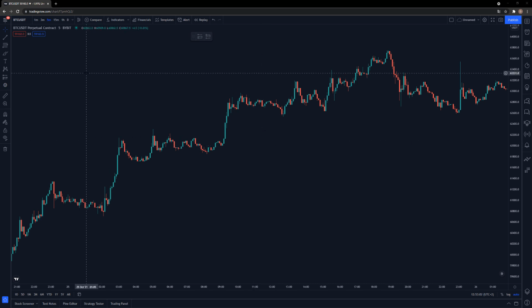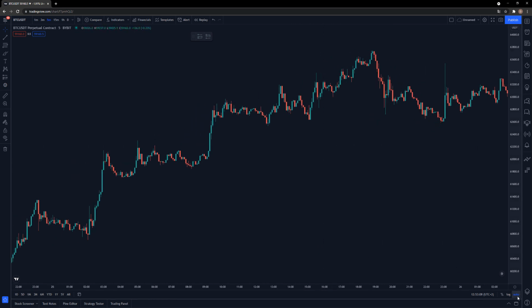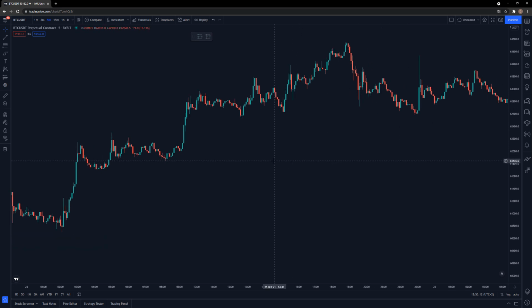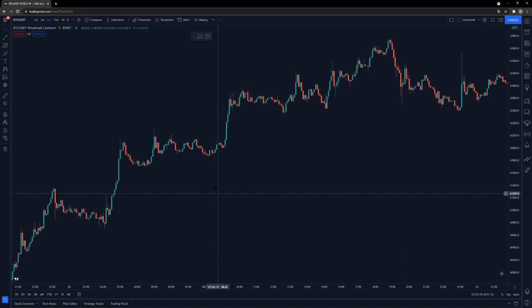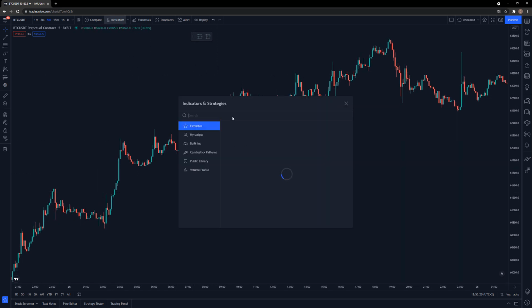Hey traders, today we are gonna try out a new scalping strategy which I found from someone else, and we're just gonna try it out 100 times and see what the results are. We are gonna do it on the 5-minute chart, so let's add the indicators.